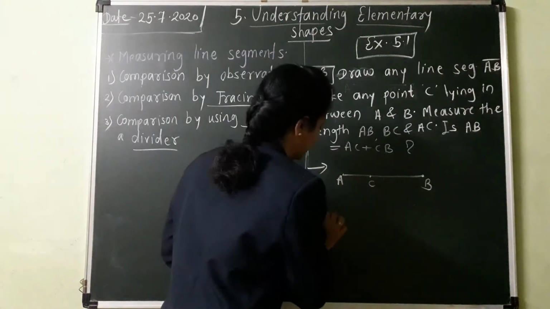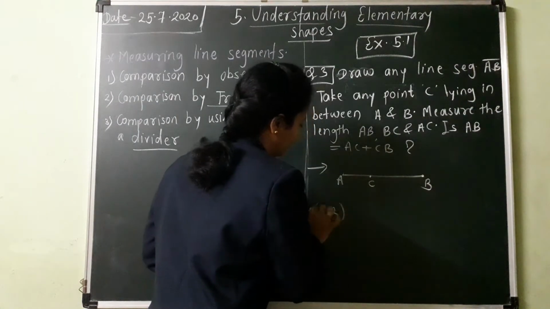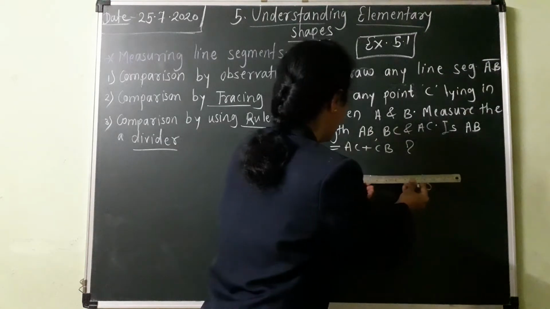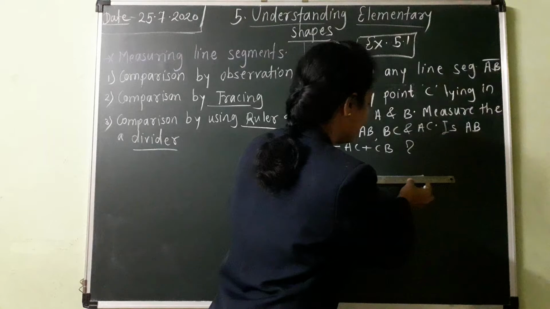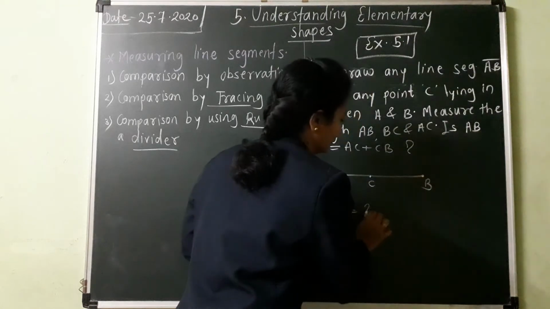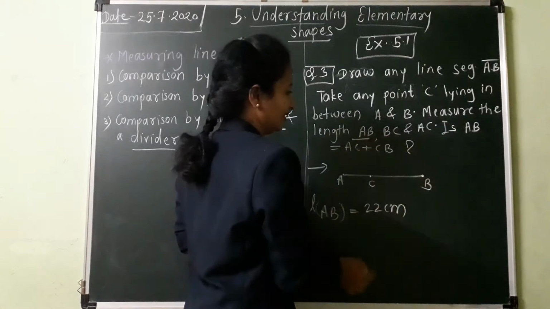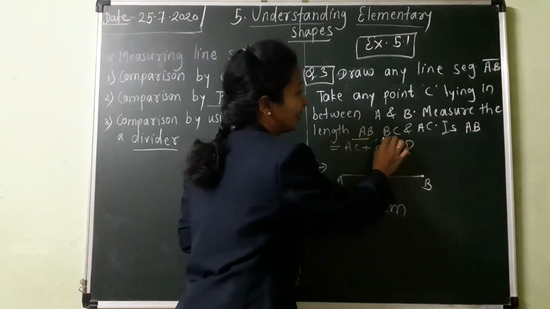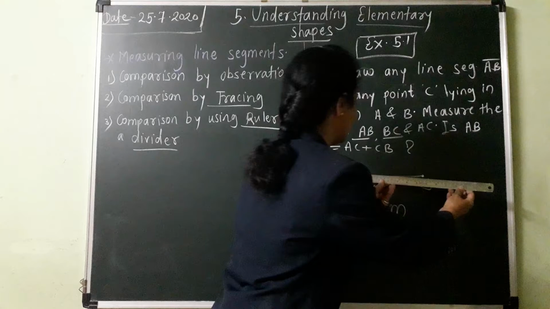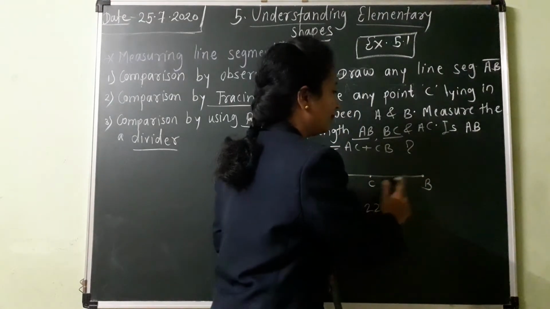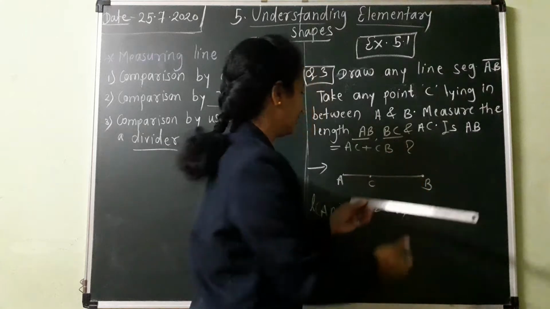Here I will measure the length of AB, L for length. The length of AB is 22 centimeter. AB done. Then we have to measure the length of BC. Here I will measure the length of BC. B point is here, C point here. Length of BC or CB is the same.